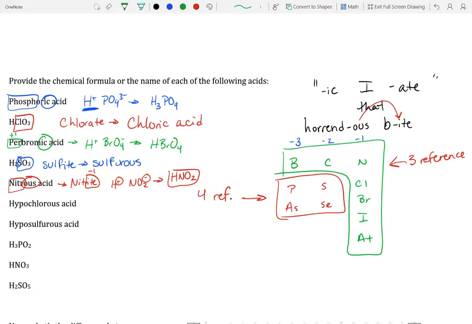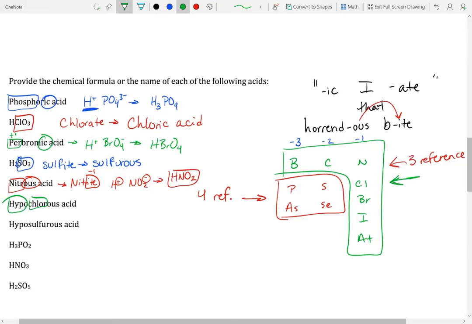Okay, so hypochlorous acid. What's the backbone? We know that we're working with chlor. Where's chlorine or chlorate located? It's inside the 7. So we know it should have 3 reference oxygens. What does hypo mean? Hypo means we removed 1 oxygen.